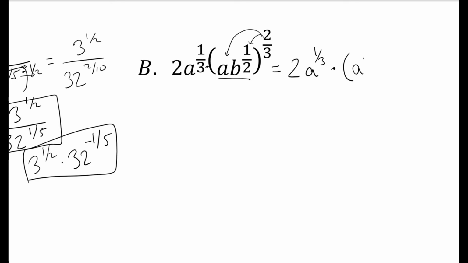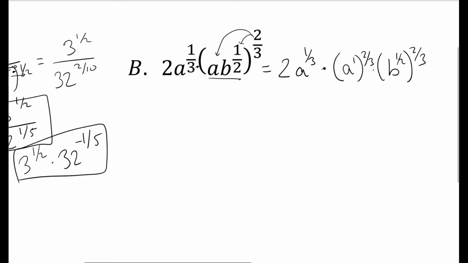This is a to the 1 power raised to the 2/3, so I'm distributing the 2/3 to the a, times b to the 1/2 power times 2/3. So again, distributing that 2/3 to both of them. So 1 times 2/3 is just 2/3, so this will be 2a to the 1/3 power times a to the 2/3 power times b to the, now we've got to multiply this.